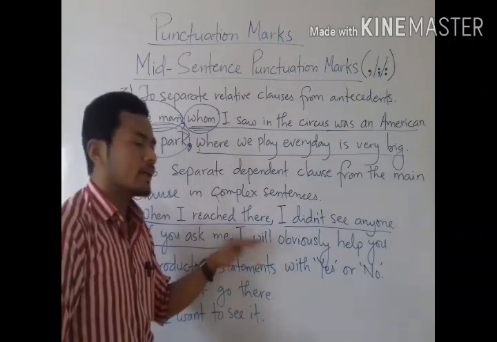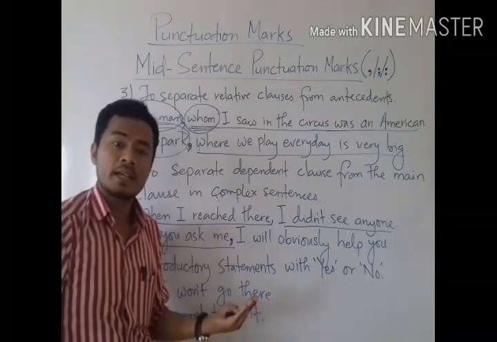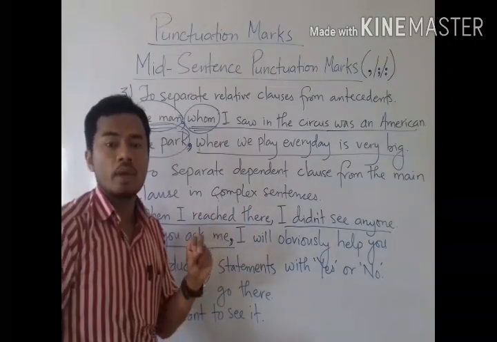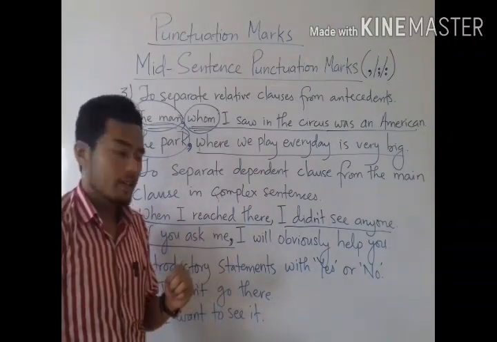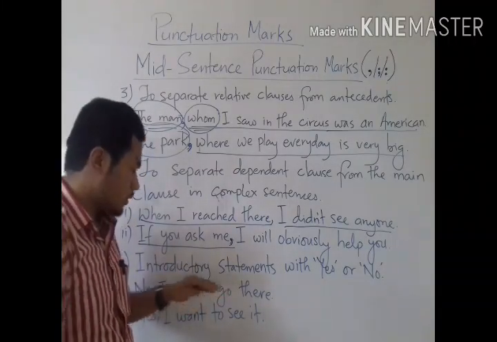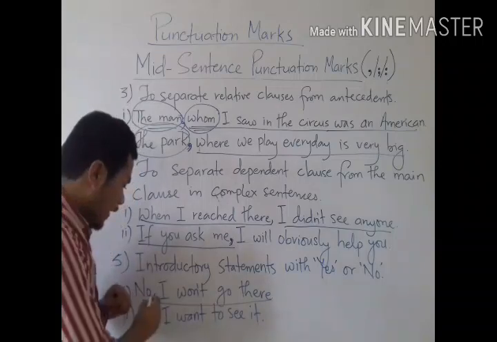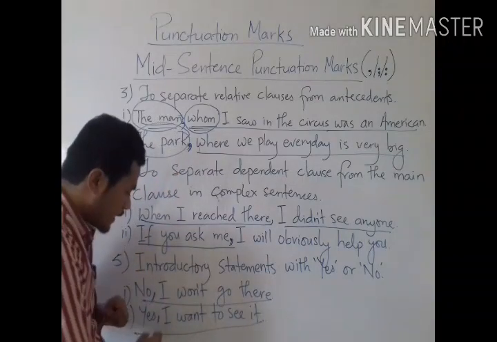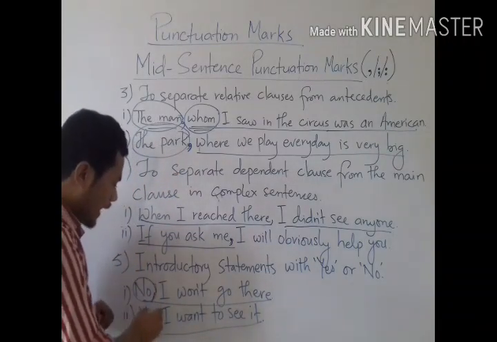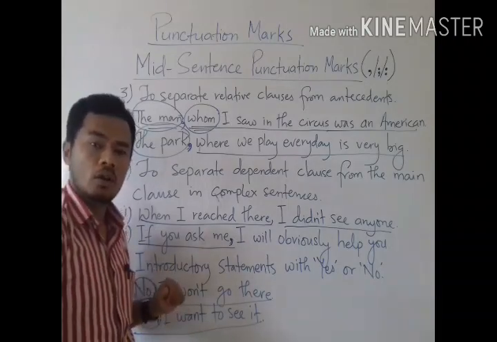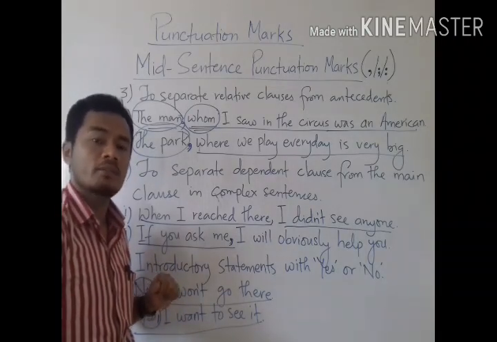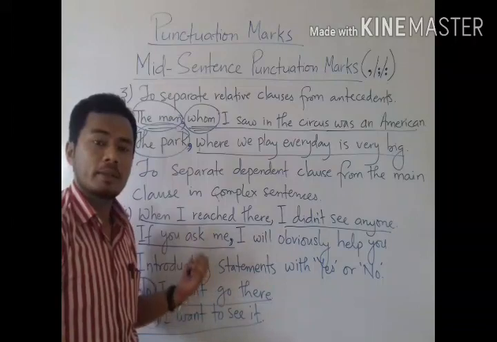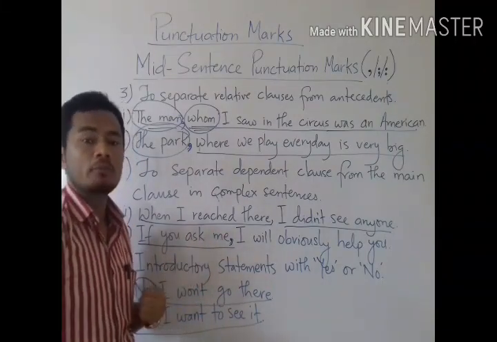Introductory statements with yes or no. Whenever we give any statement by using the introductory word yes or no, then also after yes and no we have to put comma. Like here, no, I won't go there. See here, after no I have put comma. Okay. Yes, I want to see it. After yes, I have put comma because here no and yes are used as introductory words in these two sentences. Okay, so whenever we use no or yes as the introductory words for any kind of statements, then after this no or yes we have to put comma.